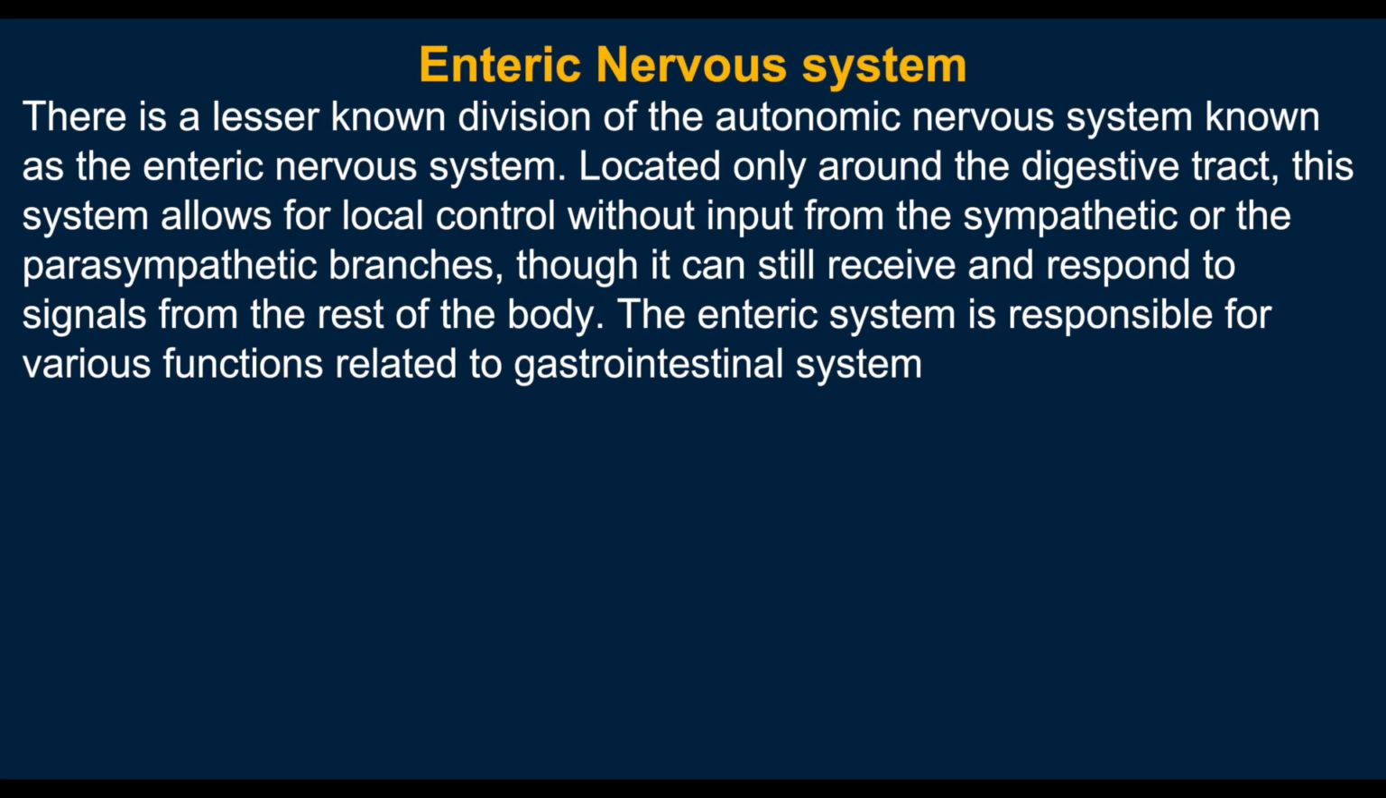The enteric nervous system is a lesser known division of autonomic nervous system located only around the digestive tract. This system allows for local control without input from the sympathetic or parasympathetic branches. Though it can still receive and respond to signals from the rest of the body, the enteric system is responsible for various functions related to gastrointestinal system.